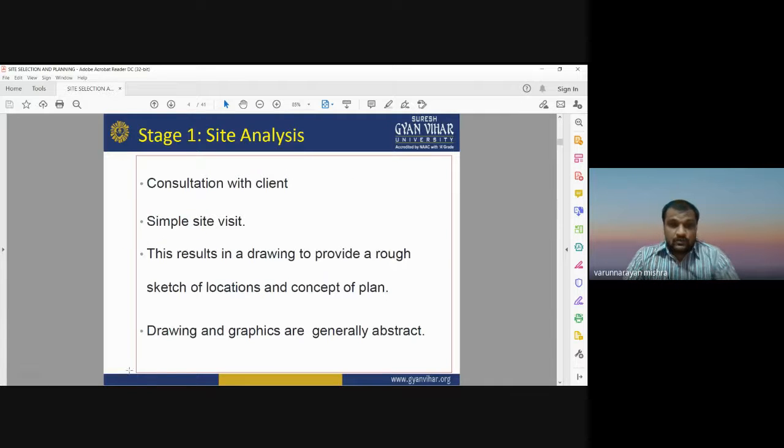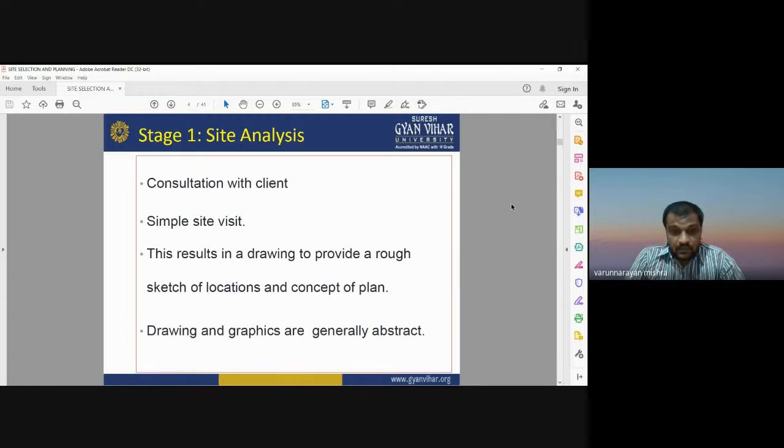Now, when we talk about site analysis, in the first stage we should have a consultation with the client. Who is your client? If you are going to construct a building, an office, a railway station, or any kind of infrastructure development, first you need to consult with your client. Then you need to know what kind of construction your client wants. You need to check their requirements, and you start working only after the consultation with your client.